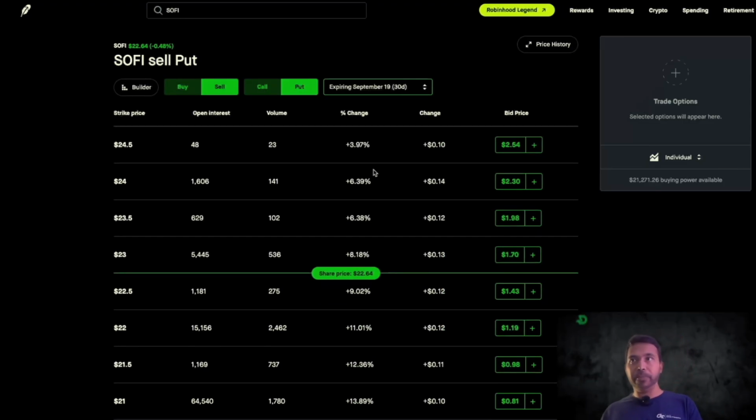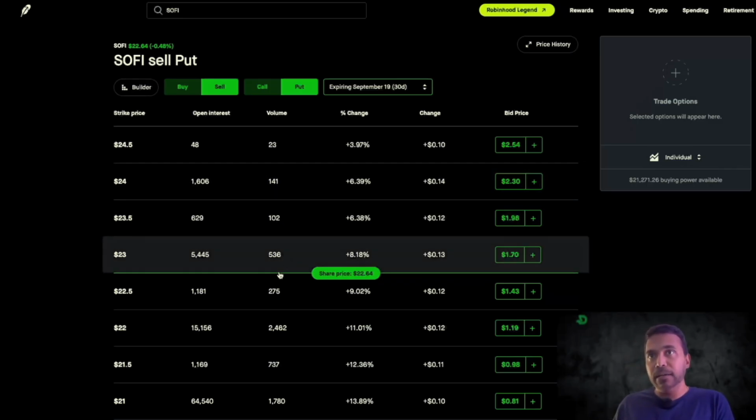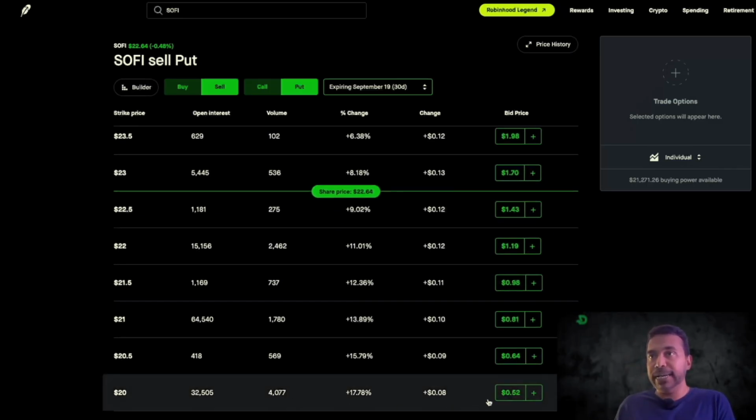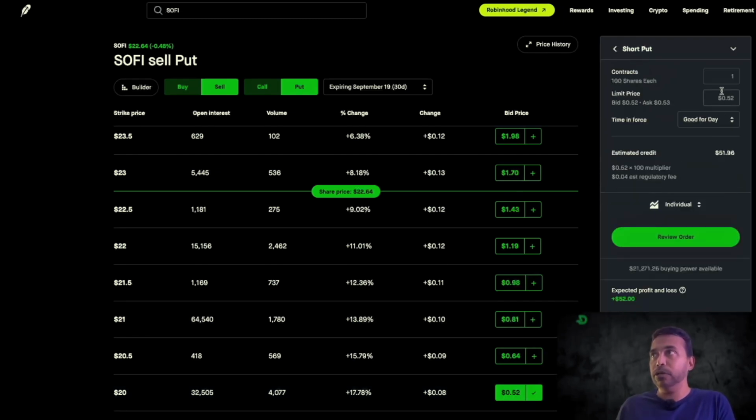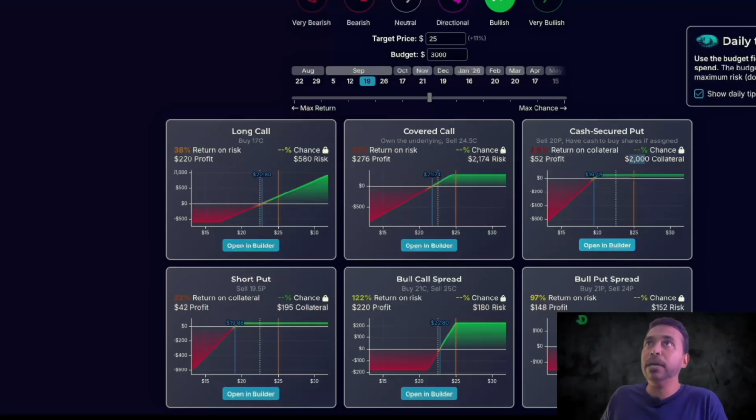So that's the expiration date, and then you say $20 strike price, right? So as you can see, it's going to give you this $52. You are basically going to get this paid right away, the $52, and as long as Sophie stays above that $20 mark, you're going to keep all that premium, right? So that's the quick way.